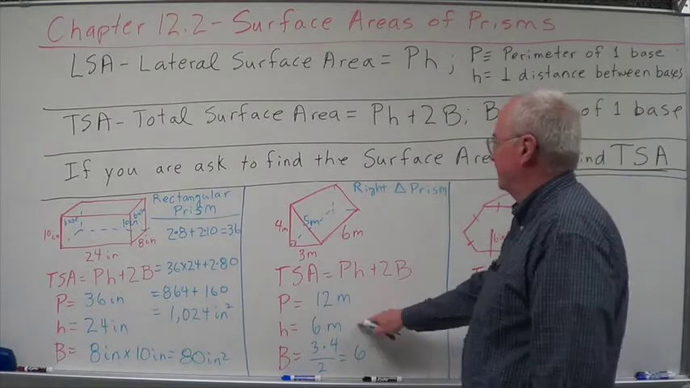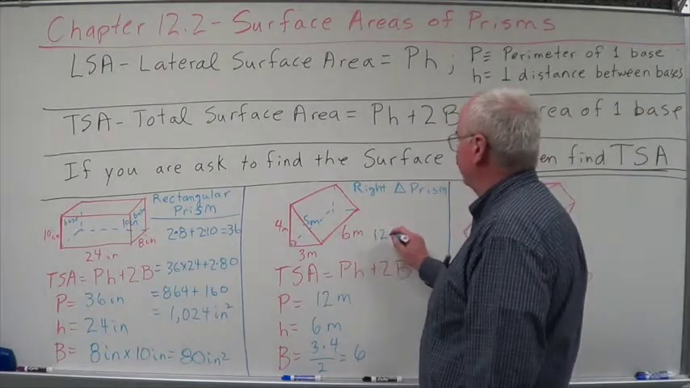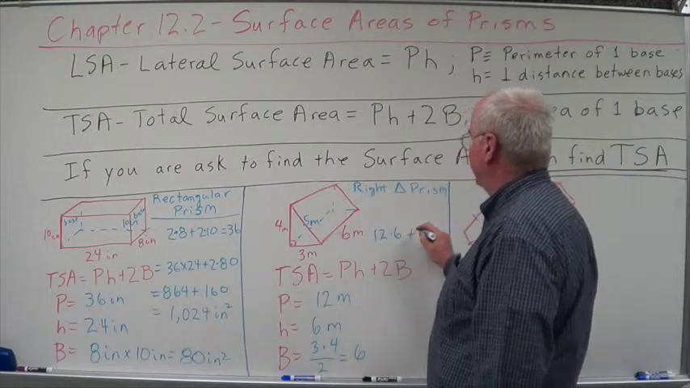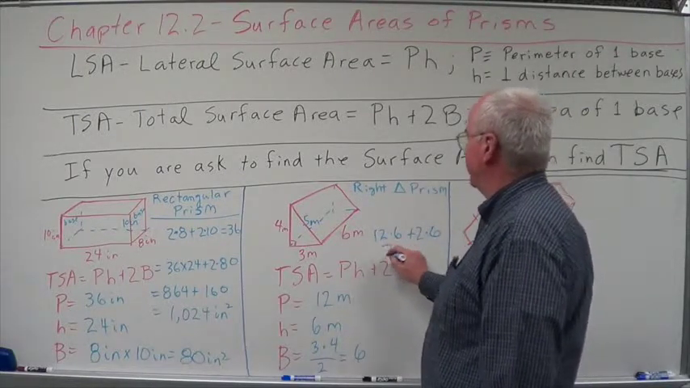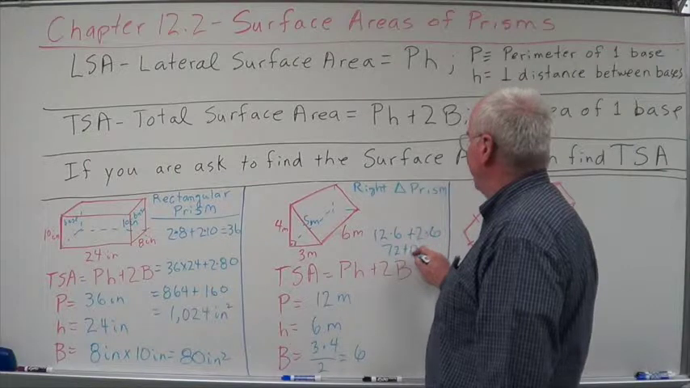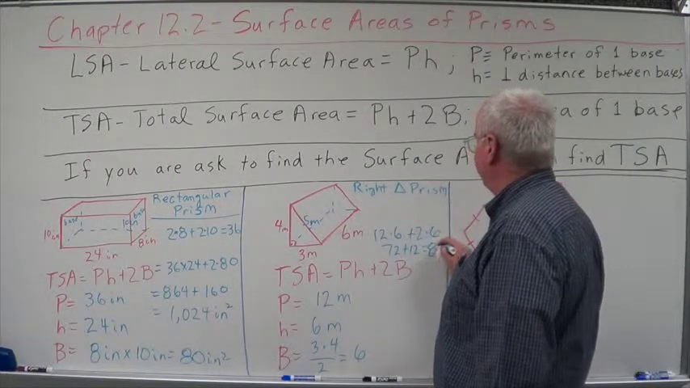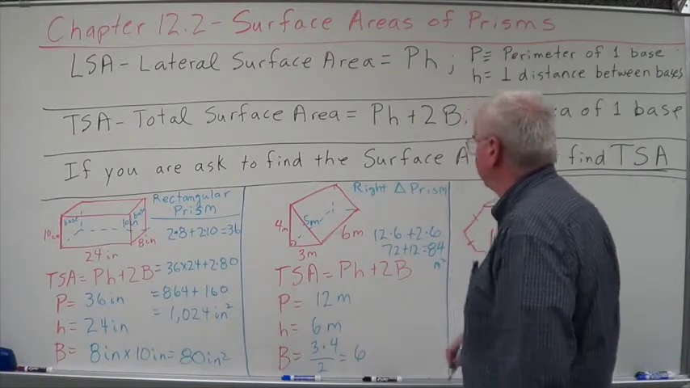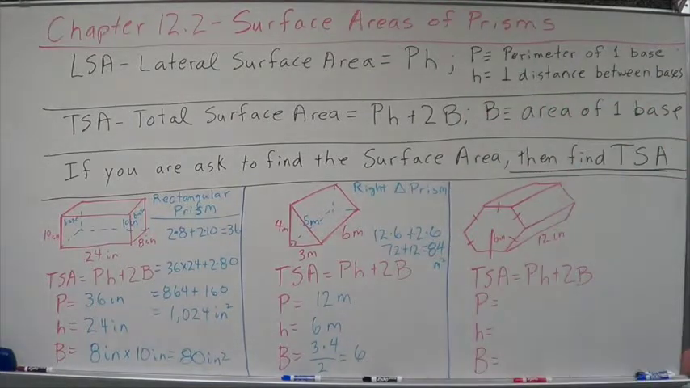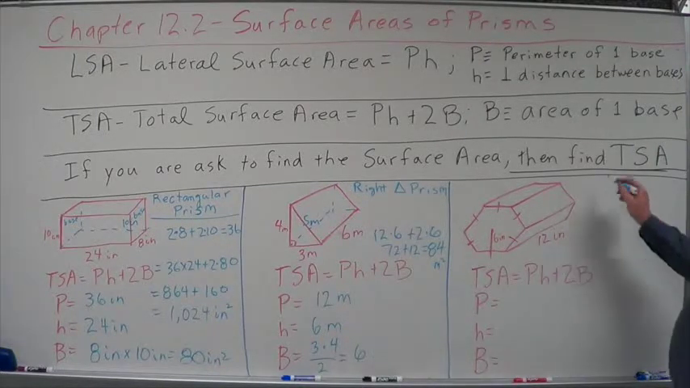Ready? 12 times 6 plus 2 times 6. 12 times 6 is 72, plus 12 equals 84 meters squared. Okay? Find each one of your pieces, then plug them into what's going on. Let's look at this one.